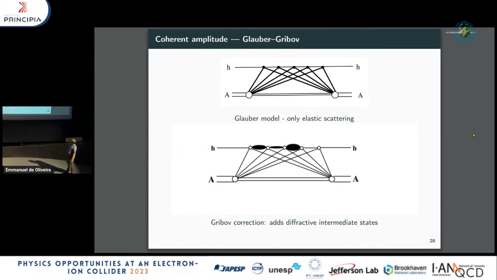So the basic Glauber idea would be that if you have something that's going to interact with the nucleus, you have many interactions with each nucleon, right? And then you sum over all these interactions. But then Gribov added a correction: you can have interactions in such a way that in the intermediate state, you have a diffractive state. So you can have more things, not just the particle you're studying, but more different things here. So you have to take into account more things. This increases the cross-section, okay?